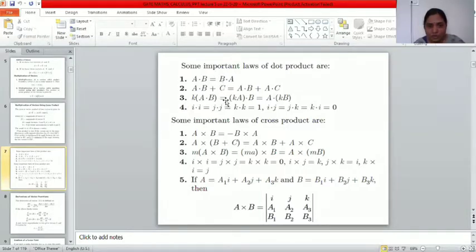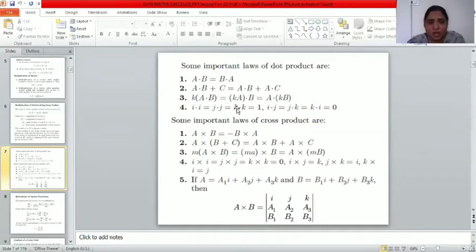Dot product is commutative. Second, A bar dot (B bar plus C bar) is defined as A bar dot B bar plus A bar dot C bar. B bar plus C bar is one term, and it is dotted with A. So it is A dot B plus A dot C. Next, K into (A bar dot B bar) is defined as K A bar dot B bar, because we can give that K to A bar, or we can give that K to B bar also, so A bar dot K B bar.